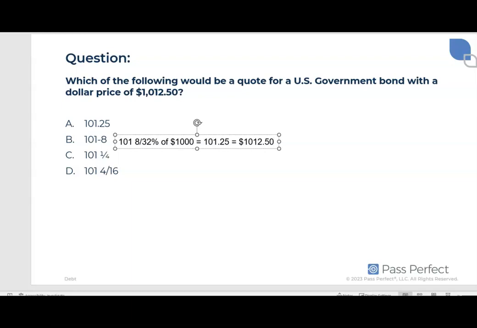Had this been for a corporate bond or a municipal bond, then the best choice would have been C, 101 1/4, because they're quoted in fractions. Now, yes, it's true. I've seen plenty of practice questions where they already had it in decimal format, 101.25, but in its strictest interpretation it is 101 1/4, because they're quoted in fractions of an eighth. Nothing is quoted in fractions of a 16th, so choice D is just absolute rubbish.